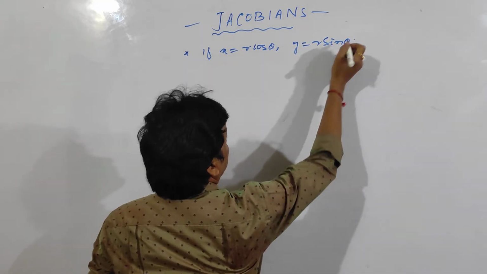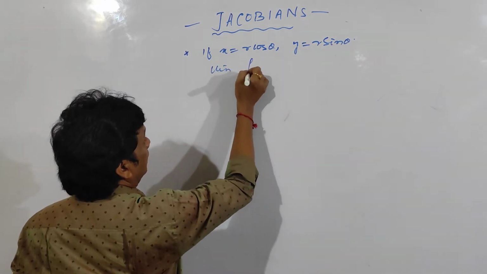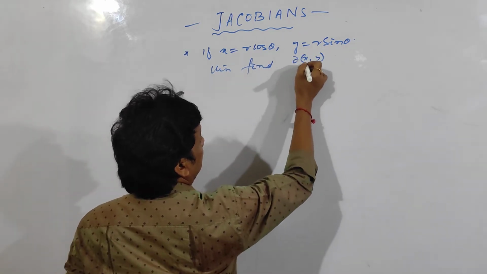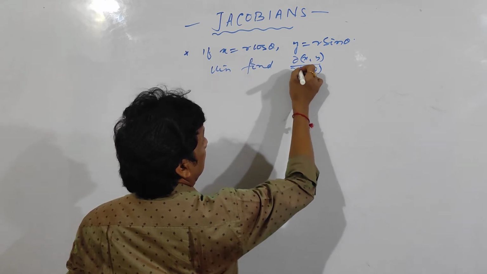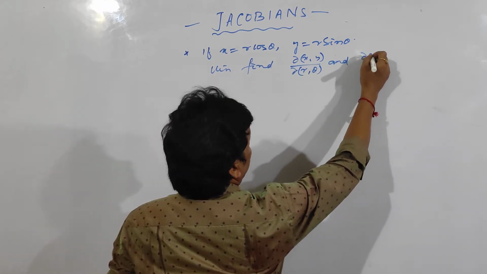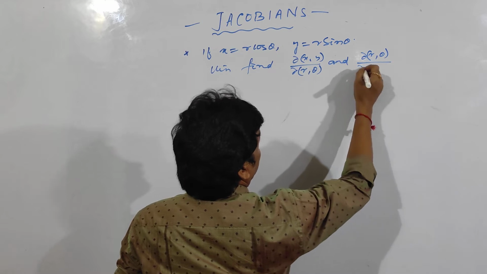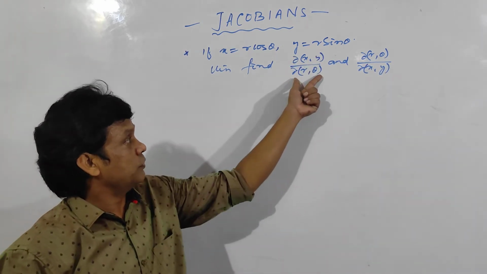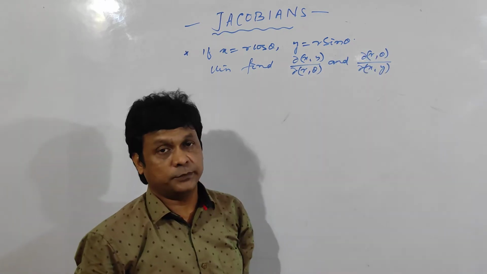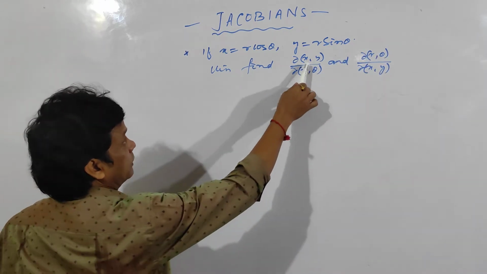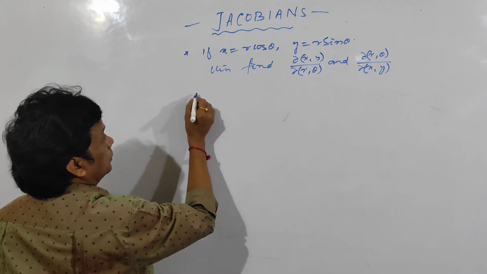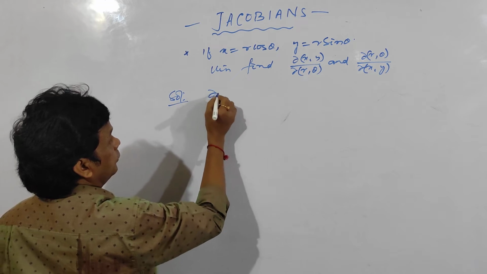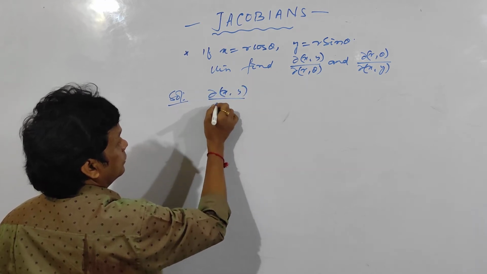theta, then find del of xy by del of r theta and del of r theta by del of xy. That means Jacobian of xy with respect to r theta, and Jacobian of r theta with respect to xy. Clear? So let us first find out this one. Jacobian of xy with respect to r theta.